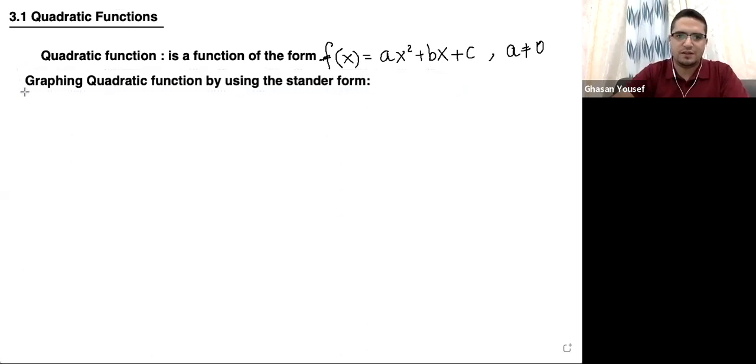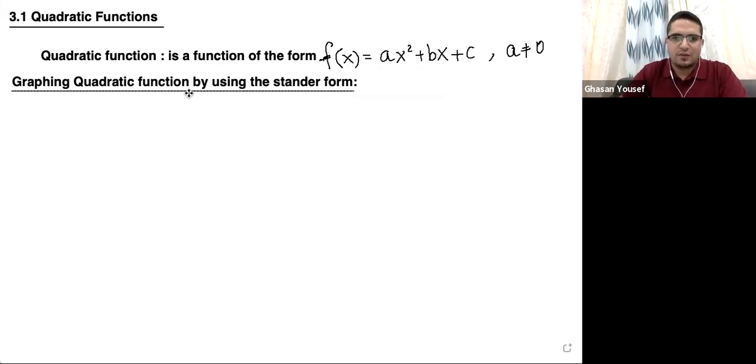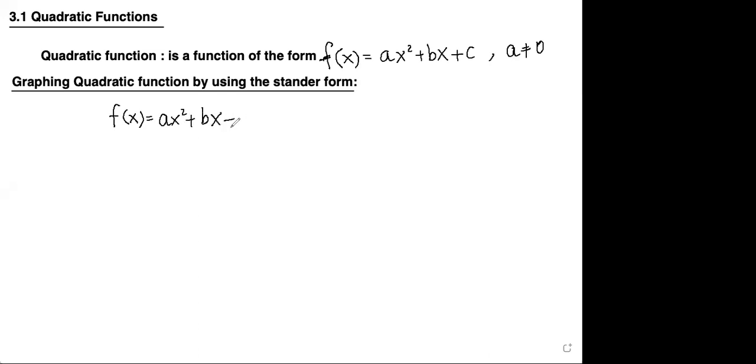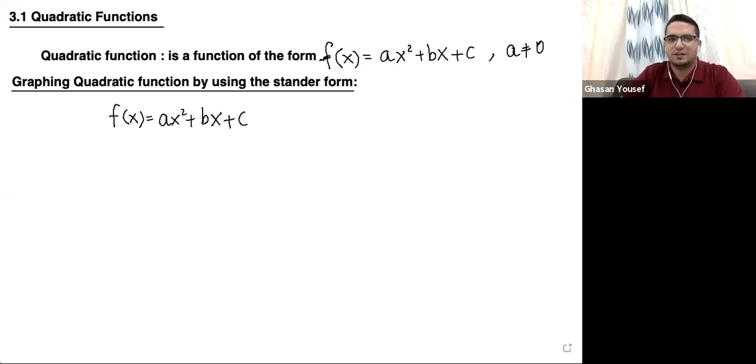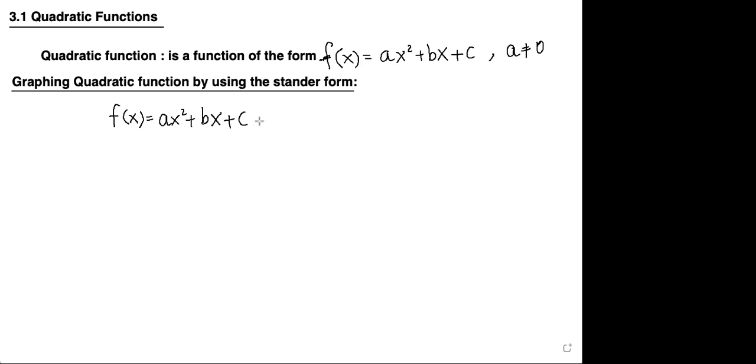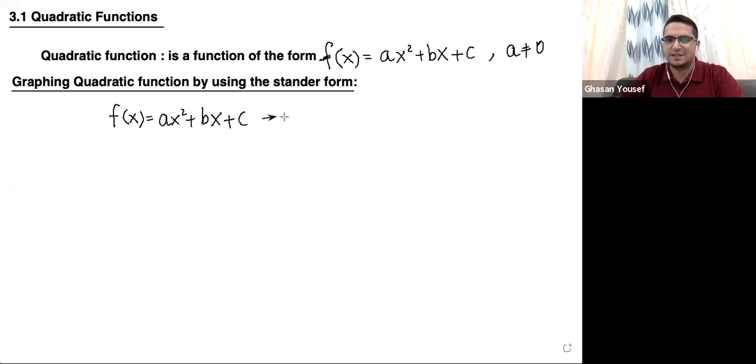Who can remind me what is the standard form of the quadratic function? What is the meaning of standard form? So if my quadratic function f of x equal ax squared plus bx plus c, what is the standard form of this quadratic function? The standard form is f of x equals a parentheses x minus h close parentheses squared plus k. Exactly. This is the standard form. Thank you so much.